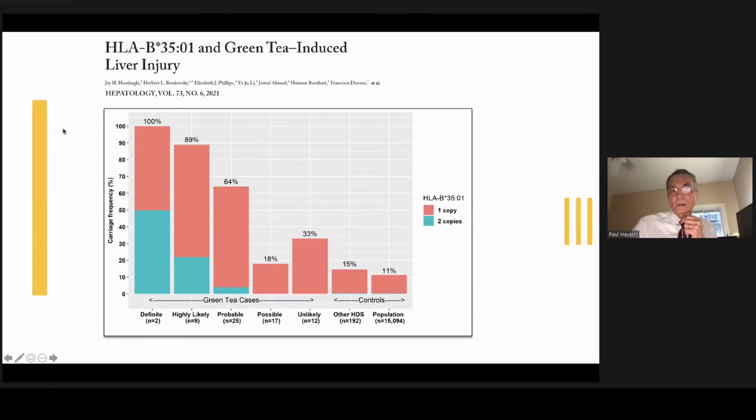Maybe one last example of this, because I think it's a good example, is sort of bootstrapping our way into better cases. This was, again, done from the DILIN, and this was HLA-B*35:01 for an herbal, green tea-induced liver injury. Green tea extract, for those of you who don't know, can cause significant liver injury, and it can be severe, acute liver failure, the whole shebang. But in any case, we looked at our cases that we had already bucketed into our categories, and we looked at the penetrance of these HLA markers, and there was this sort of nice dose effect.